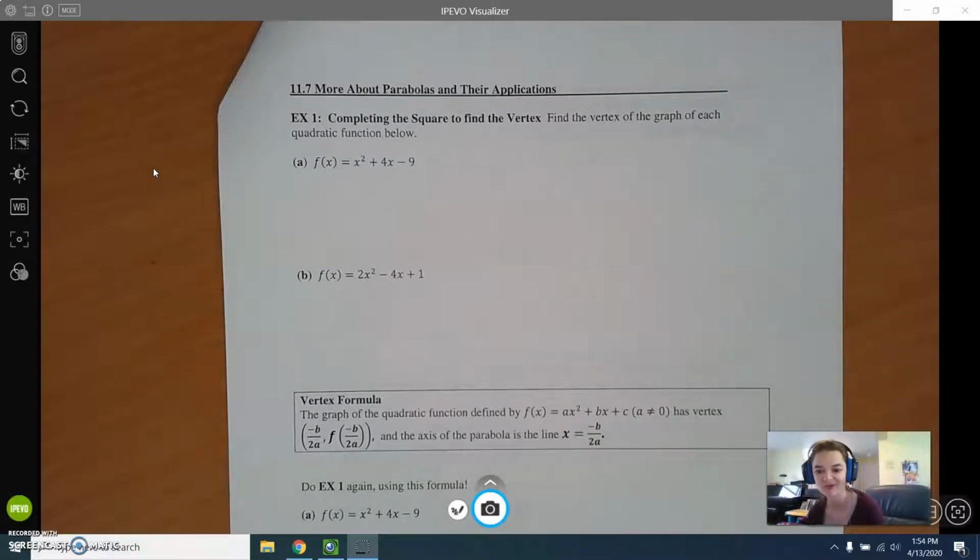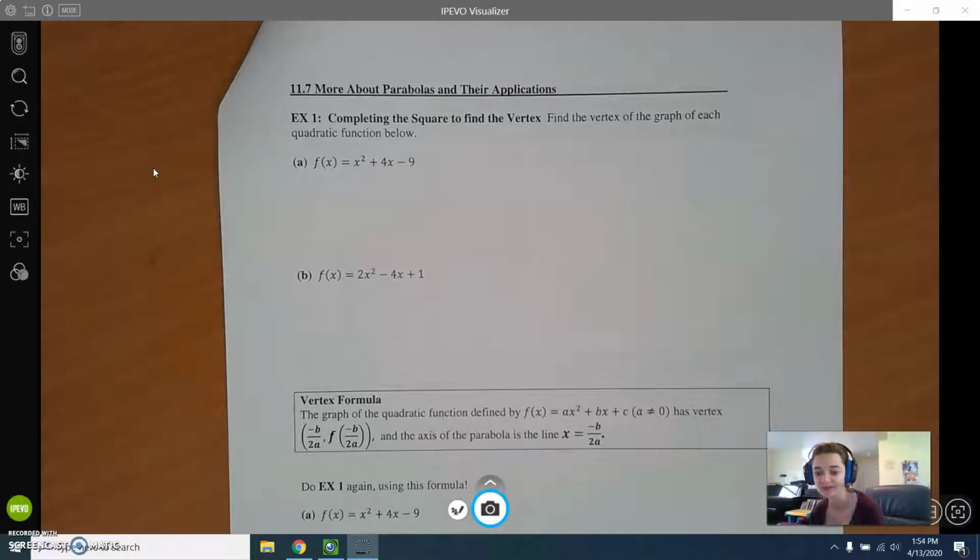Welcome to our 11.7 notes, more about parabolas and their applications. Specifically, we're going to look at the vertex a lot today. Okay? So the first thing we're going to do is, how do we find a vertex if it's in standard form, not in the vertex form that we had before?